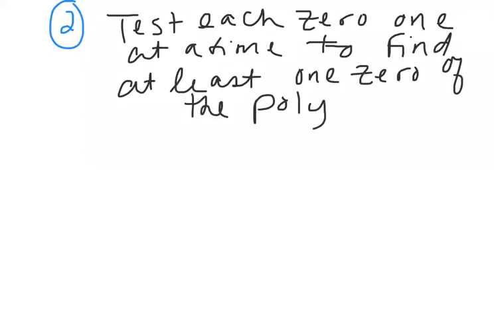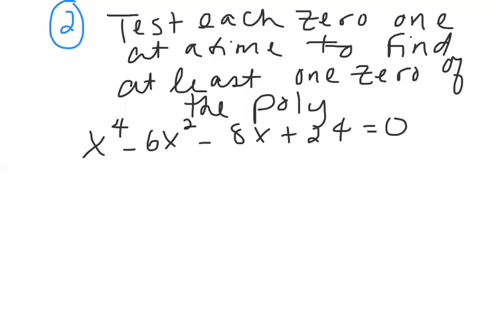Okay, so guys, what do I mean by testing each of these zeros? You got to take each number one at a time, go back into the polynomial and plug them in. Just to recap, we're still using that same fourth degree polynomial, x to the fourth minus 6x squared minus 8x plus 24. And then some of the possible rational zeros were plus or minus 1, plus or minus 2, plus or minus 3. Okay, I'm going to stop right here and ellipsis this out.